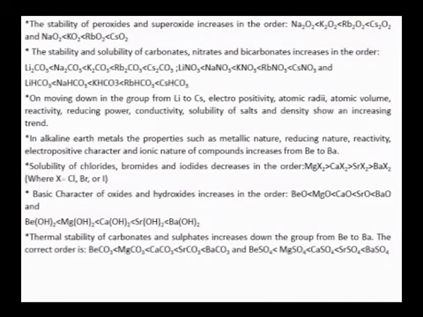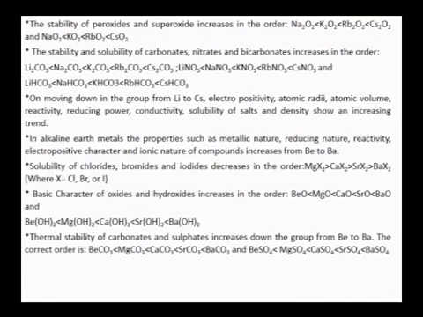In alkaline earth metals, properties such as metallic nature, reducing nature, reactivity, electropositive character and ionic nature of the compounds increase from beryllium to barium. The solubility of chlorides, bromides and iodides decreases in the order from magnesium to barium, that is MgX2, CaX2, SrX2 and then BaX2. That means halides of alkaline earth metals, where X is chlorine, bromine or iodine.